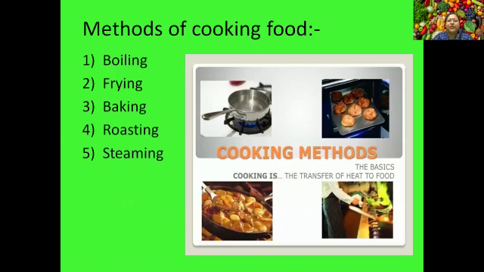Now, the next is methods of cooking food. Basically, cooking is the transfer of heat to the food. When we are giving heat, the food gets cooked. The different methods of cooking food are boiling, frying, baking, roasting, and steaming. Now, in this picture, you can see that this water is being boiled, this is being baked, this is being fried. Here also, frying is there. We will start with the first method of cooking food, which is boiling.